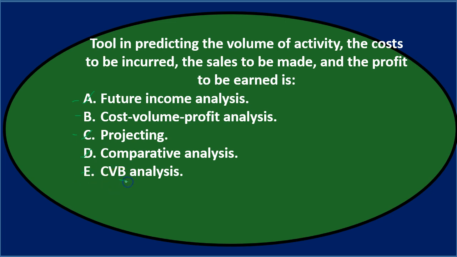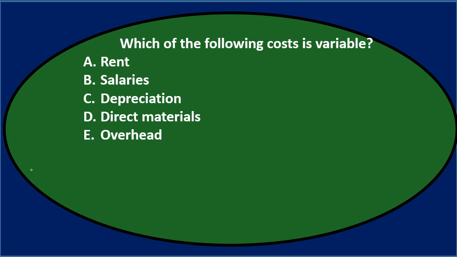So that B is not what I would expect. I would expect it to be CVP, and if they were both the same, then we would be talking about the same thing and could eliminate them. But the fact that this is a B and not a P means that it's probably not E, and therefore we'll go with B. So cost volume profit analysis, final answer. A tool in predicting the volume of activity, the cost to be incurred, the sales to be made, and the profit to be earned is B, cost volume profit analysis.